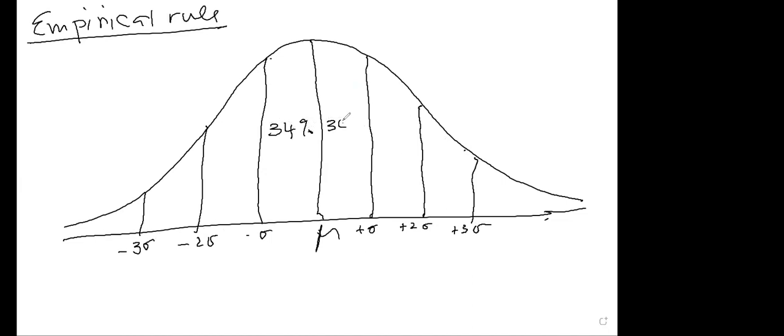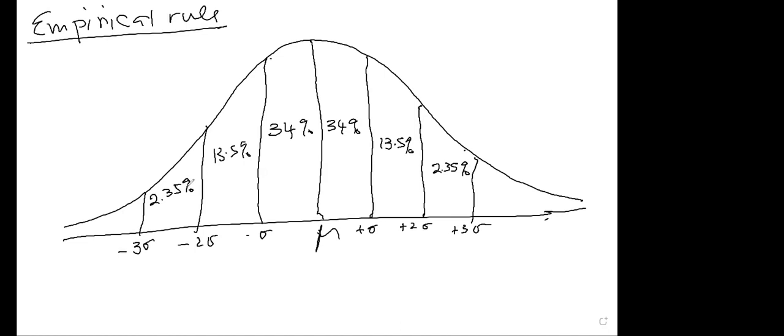34%, 13.5%, 2.35%, 13.5%. This is the empirical rule.